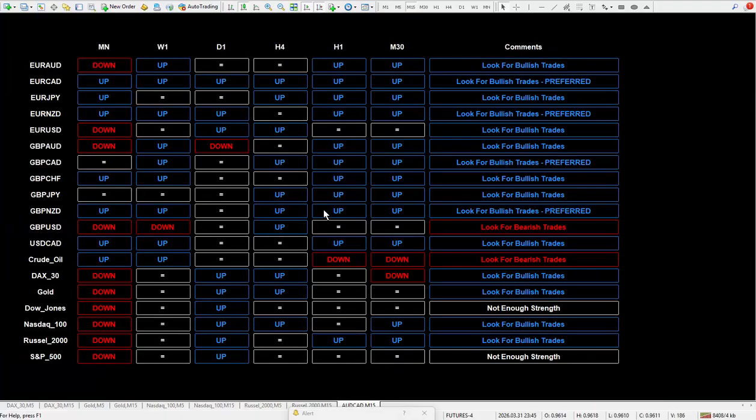Now here is the daily trade plan. It's running in real time. Time is about 10:15 in the morning. Lots of market movement that is bullish for today. This daily trade plan analyzes from the monthly right down to the 30 minutes. And within the comments here, it'll say look for bullish trades, bearish trades, some are preferred, and sometimes it's just not enough strength.